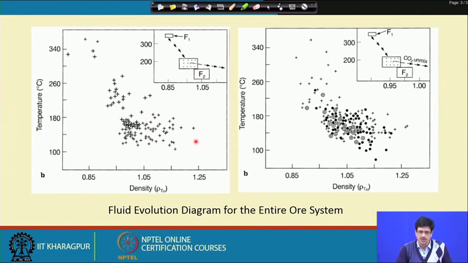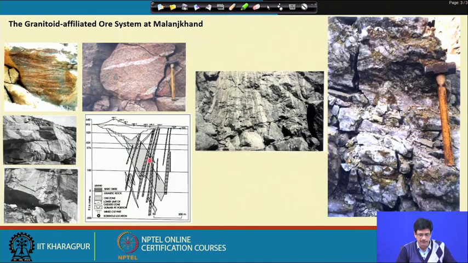Now, which is not shown here, when we examine the fluid characteristics in the host granite, in the granite quartz, we find that the salinity and temperature characteristics of the fluid in the granite quartz have similarity with the F2 component. So, we presume that the majority of the ore fluid was actually contributed from the granite, where the fluid was present, internally evolved into low temperature and moderate salinity characteristics, and that fluid converged when this structure was created.